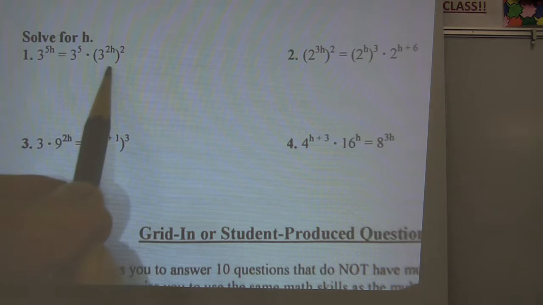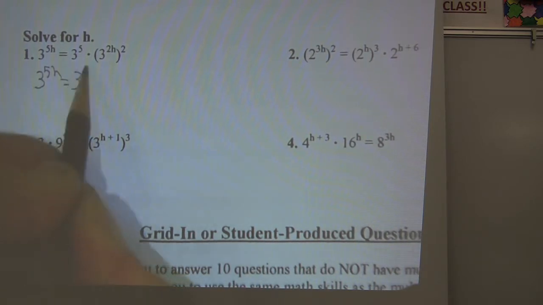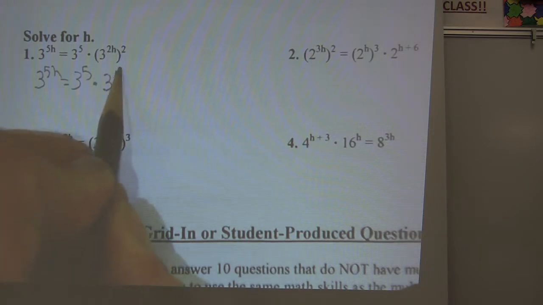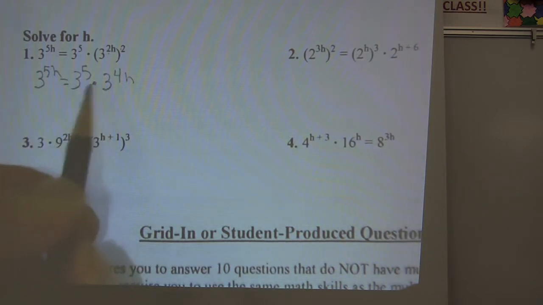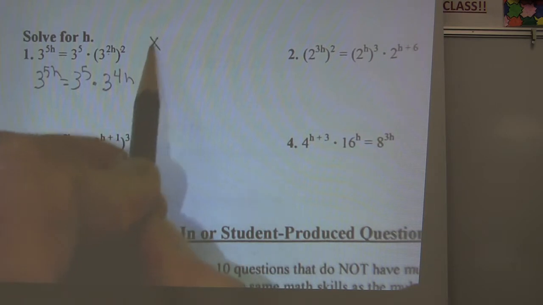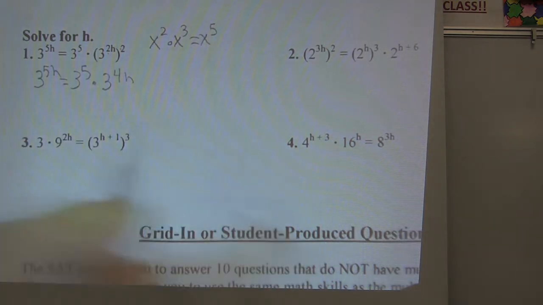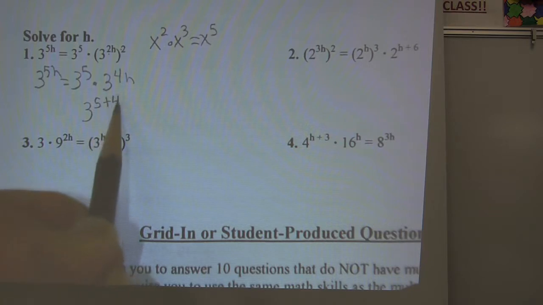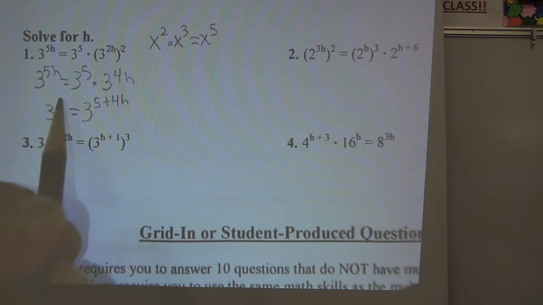These are all already in base 3. Here, powers raised to powers, I multiply these powers, so it becomes 4h because I multiplied 2h times 2. Then over here I'm going to simplify using this algebra skill: x squared times x cubed is x to the fifth because I add those exponents. So on the right, this becomes 3 to the power 5 plus 4h. That's going to equal 3 to the 5h over here.